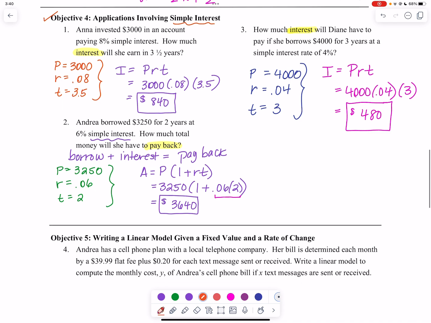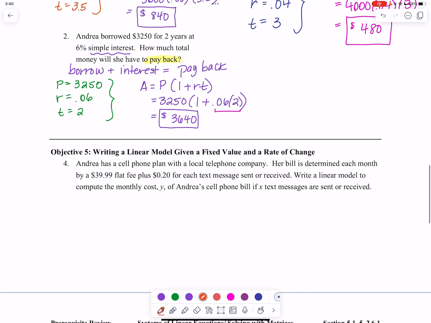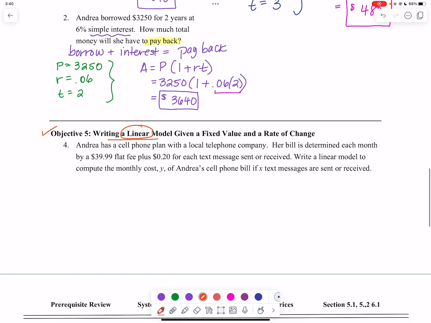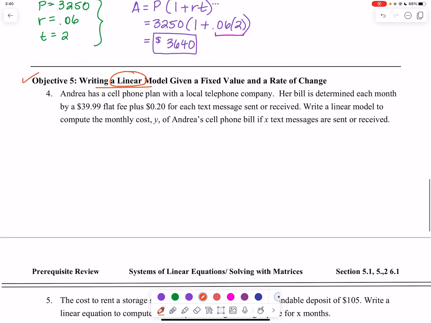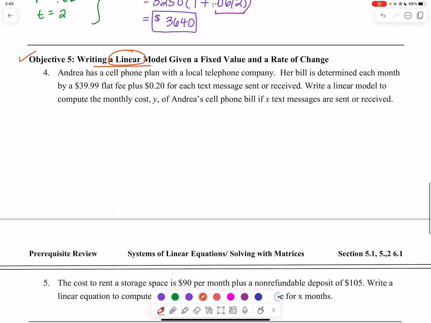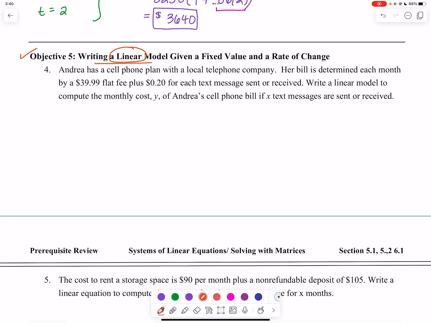Okay, moving on to objective number 5. Here we're going to write a linear model given a fixed value and then a rate of change. So there is one amount that is changing dependent on something else. So here we have a cell phone, and the bill is determined by a flat fee of $39.99 plus 20 cents for every text message.